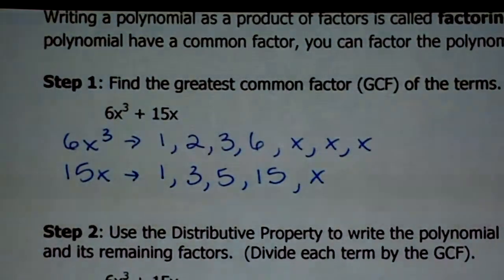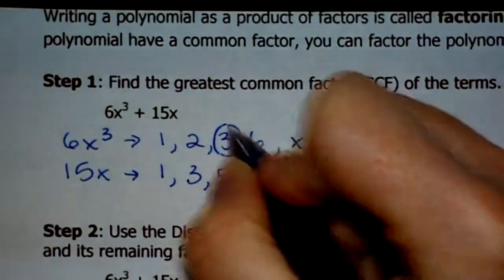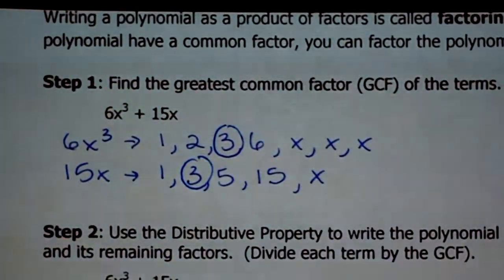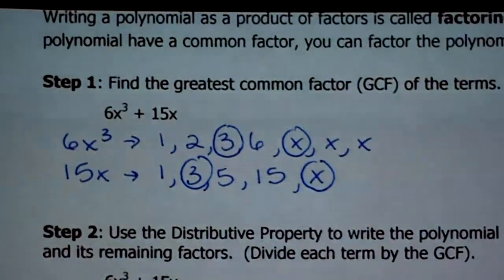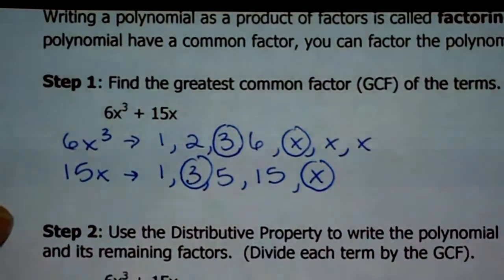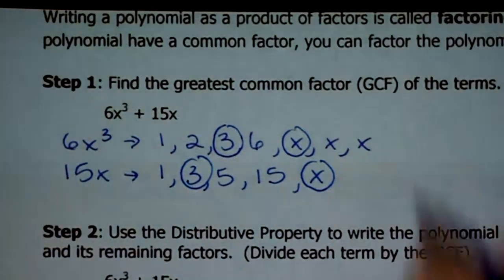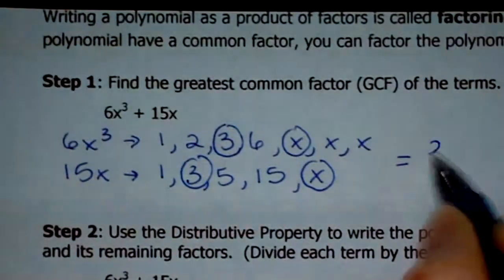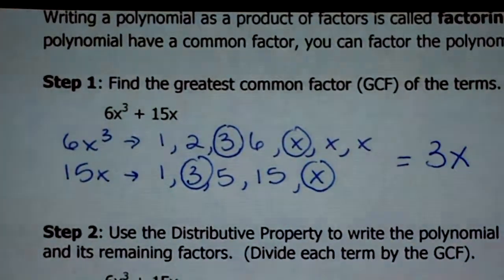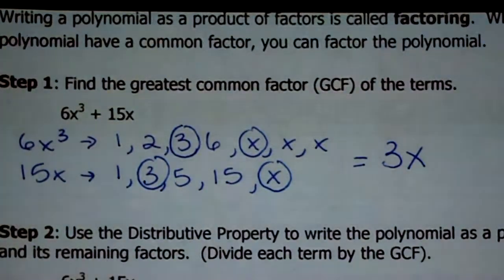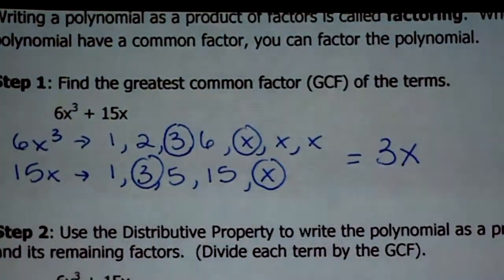Now, we're going to look for the largest factor that they have in common. And I see that as far as the digits go, they both have 3, right? And then they both have an x. So the GCF of 6x cubed and 15x would be 3x. They both have at least one x, that's why that x gets included. So that's going to be your step 1. You're going to look at each term that's given in the polynomial, and you're going to figure out the largest amount that will divide evenly into each term.